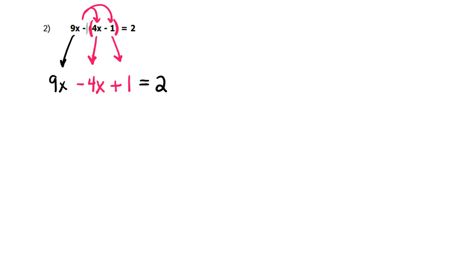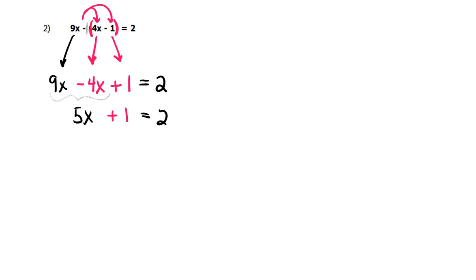Okay? Parentheses are gone. Now this equation has more than one x in the problem. There's 4 terms. 3 terms are on the left of the equal sign, 1 term's on the right. But of these 3 terms over here, these first 2 are like terms, so you can combine them. 9x minus 4x is 5x. Then you still have this plus 1 and the equal sign and the 2.